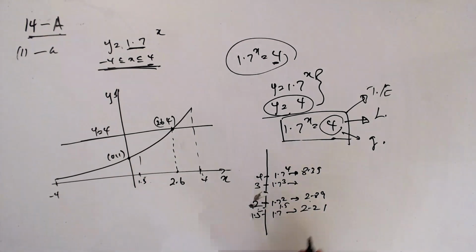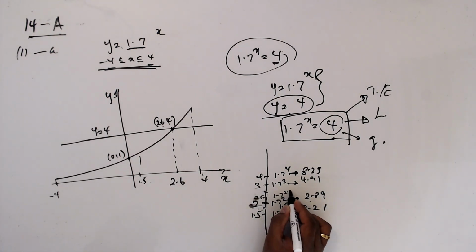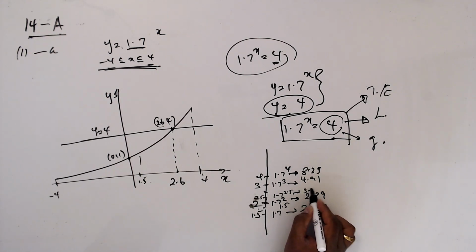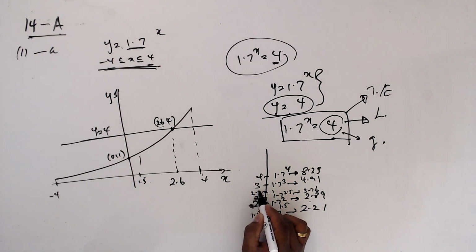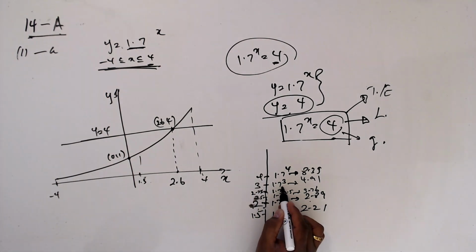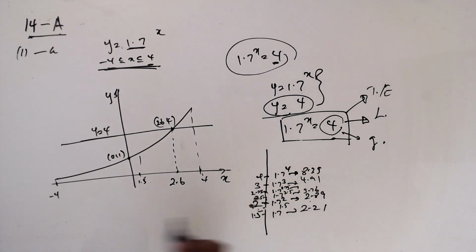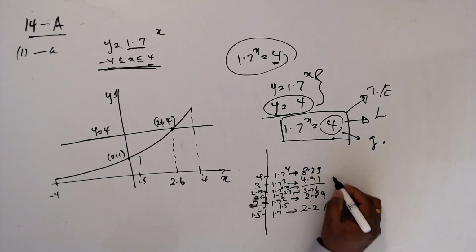1.73. That is 4.91. So the answer should be in between 2 and 3. We'll put 2.5, the middle. So 2.5 gives 3.76. Then I put 2.75 and let's see that value. So that is 4.75.